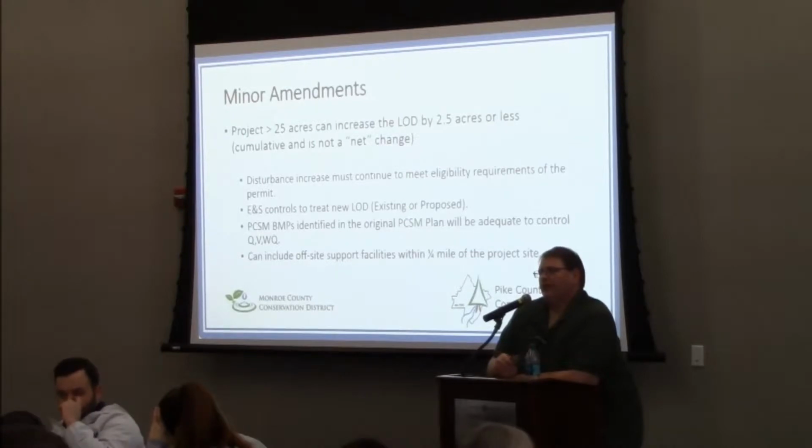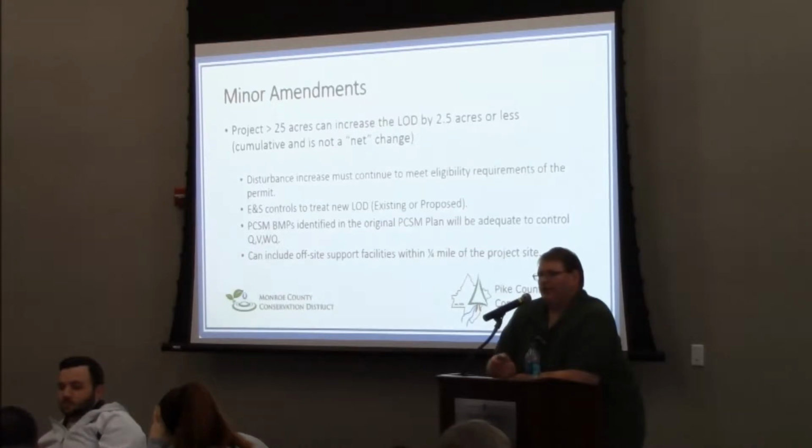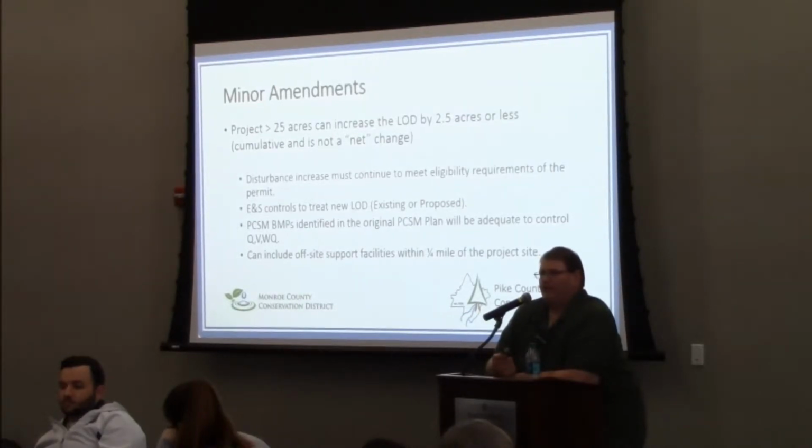So now projects that are bigger than 25 acres, you can go up to 2.5 acres or less. Again, it's cumulative and is also not a net change. And basically the same stipulations apply. The disturbance increase must continue to meet the eligibility requirements. E&S controls have to be in place. PCSM still has to meet rate, volume, water quality. And again, it can include off-site support facilities.